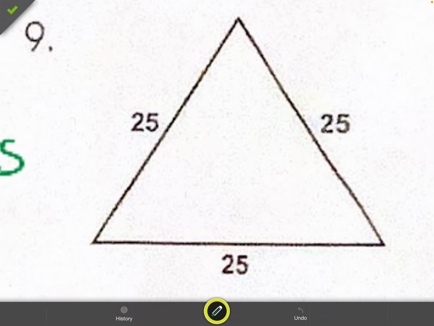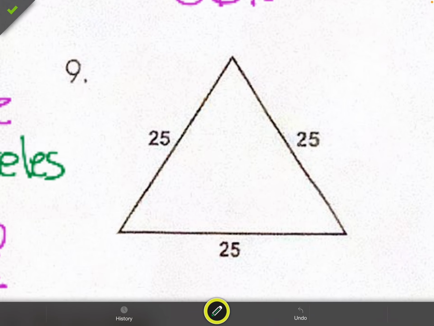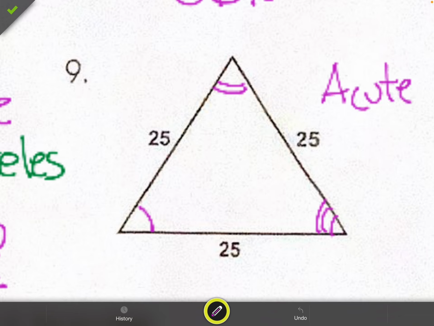All right, last one we're going to look at, number 9. Number 9, they're not giving me any measurements on my angles. Okay, so right now to me, they appear acute, right? If you just look at all 3 of them. All right, so let's hold off. Let's write acute, but something's going to happen that you don't necessarily see right now.